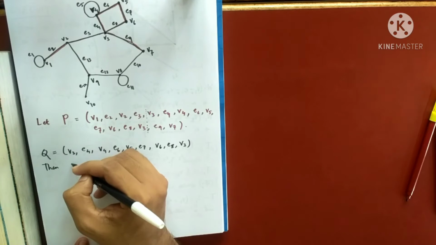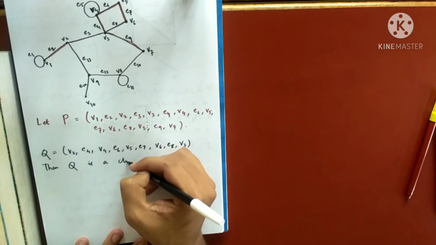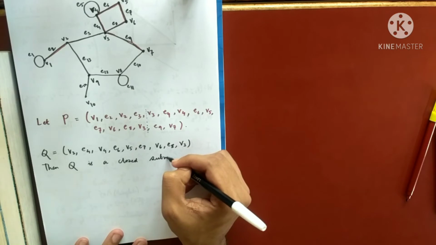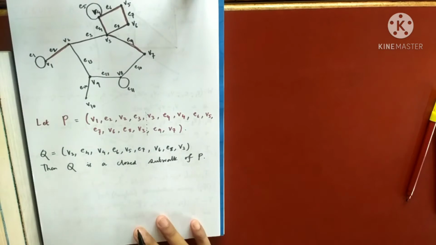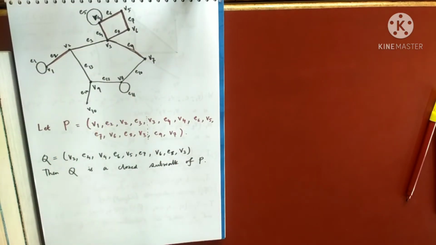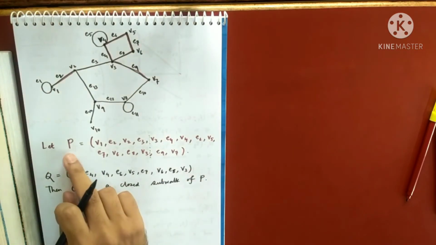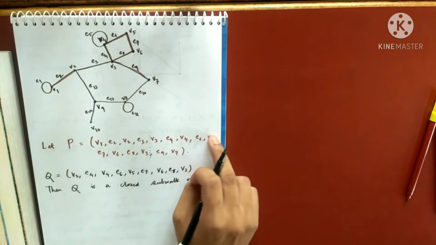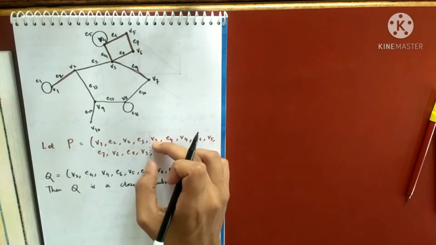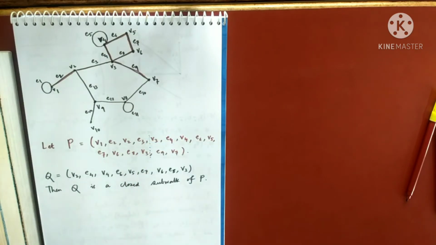Then Q is a closed subwalk of P. By the definition of a subwalk, Q is a subwalk of P, and not only a subwalk, it is a closed subwalk. In the last class I taught you that whenever I have a closed subwalk, I can reduce P to P minus Q. What do I mean by reduction? We remove all of this from my walk except one of the starting or end points of the closed subwalk, V3.